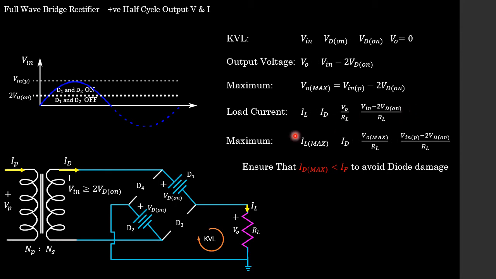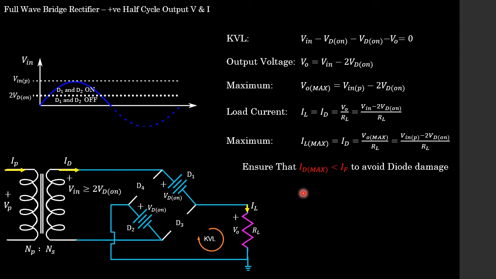And finally, the maximum load current, or the maximum diode current that we're going to see in the circuit, we then replace our output voltage with the maximum output voltage, which we know occurs when we have our input voltage at the peak. And this is the expression for the maximum load current, or the maximum diode current, that we'll see during the positive half cycle for our full wave bridge rectifier.